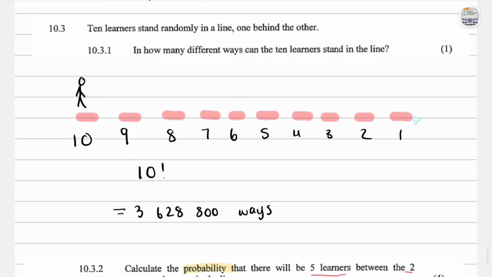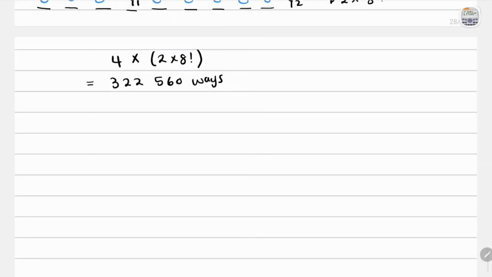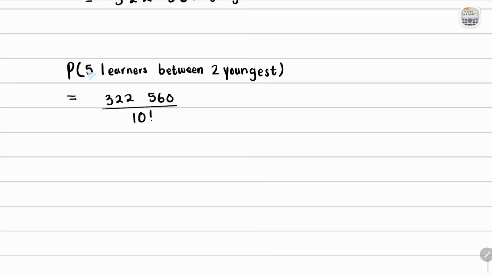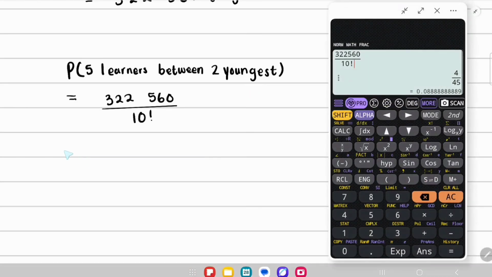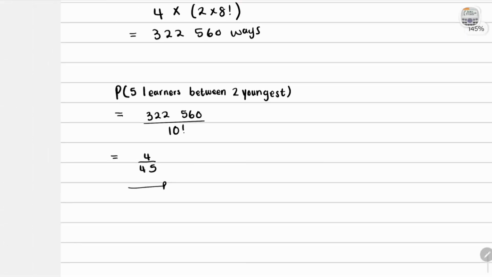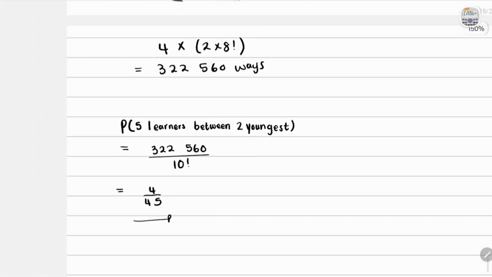Okay, there are 10 learners in total. If we were just finding out all the ways they could be seated, it was this 3 million and that. So we're just going to take this answer and divide it by 10 factorial, or that 3 million. So the probability that we'll have 5 learners between the 2 youngest learners would be that answer over the total ways that they can be seated, which just simplifies to 4 over 45. And we can leave our answer like that. I prefer leaving it as a fraction. Okay, and that is our answer.